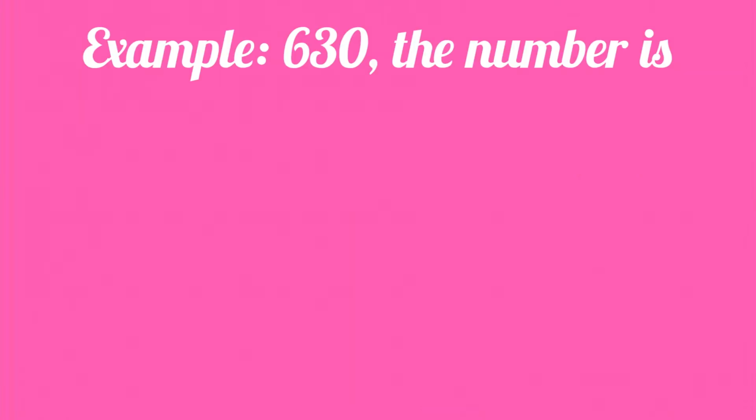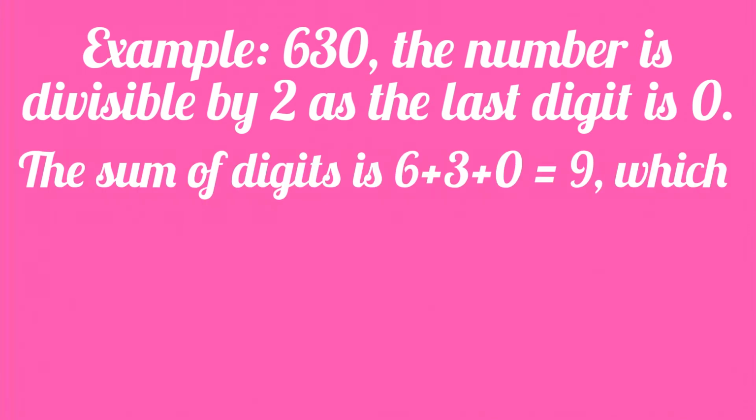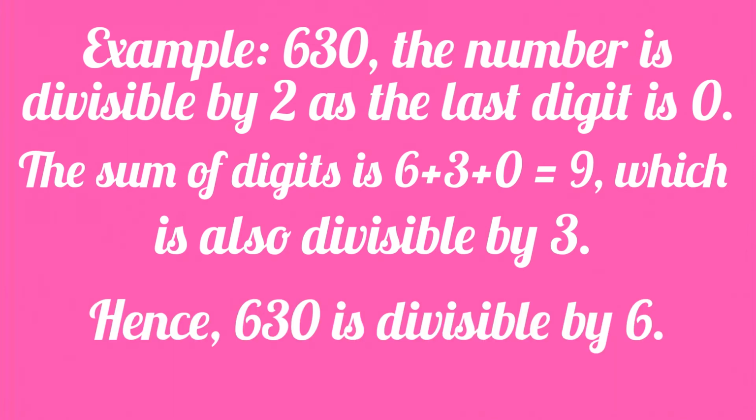Example: 630, the number is divisible by 2, as the last digit is 0. The sum of digits is 6 plus 3 plus 0 is equal to 9, which is also divisible by 3. Hence 630 is divisible by 6.